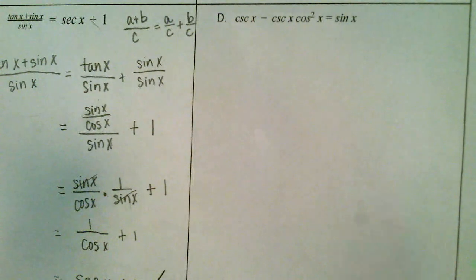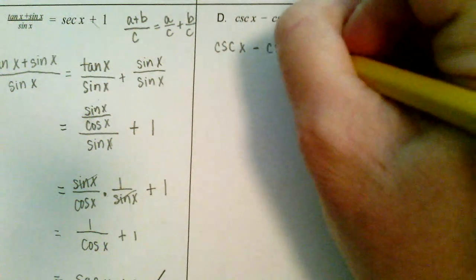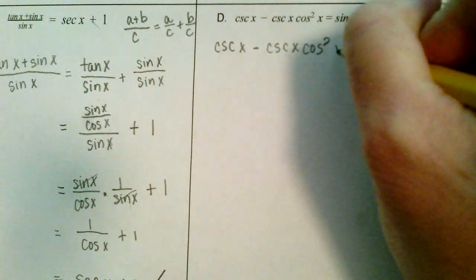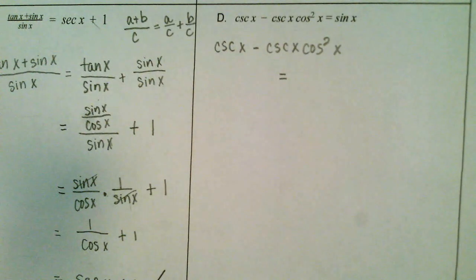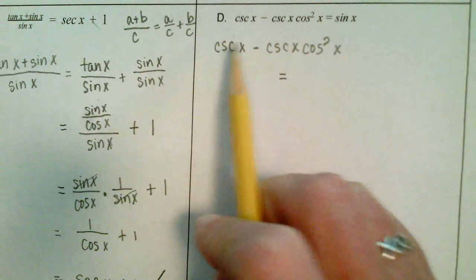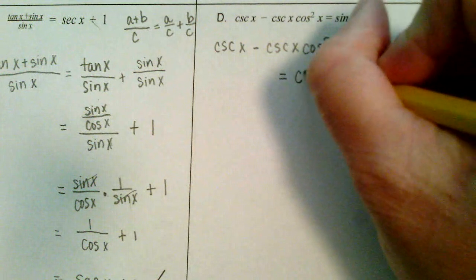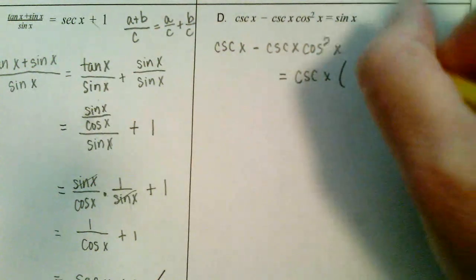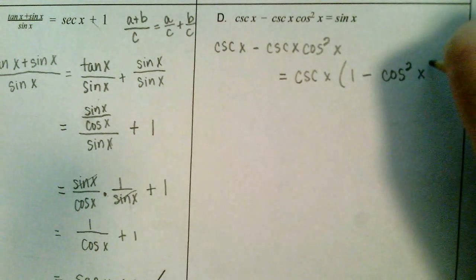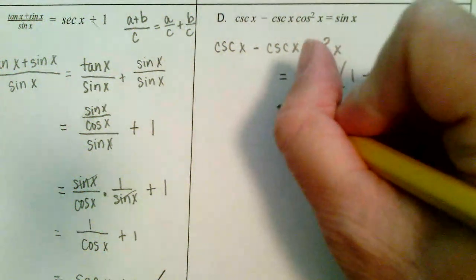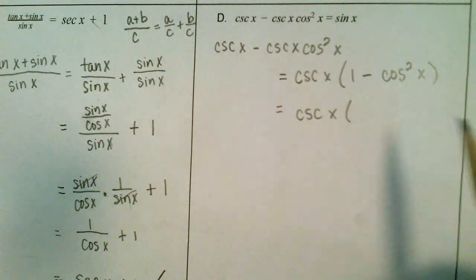For letter D, I noticed that my left side is more complicated, so I'm rewriting that side. I'm going to put my equal sign down here because I can see that I'm not going to fit here, so that's okay to do. So I noticed that both of these have a cosecant in them. So I am going to factor out that cosecant. And I end up with the cosecant, I would need to do 1 minus cosine squared of x. So I get the cosecant of x, and then 1 minus cosine squared of x.